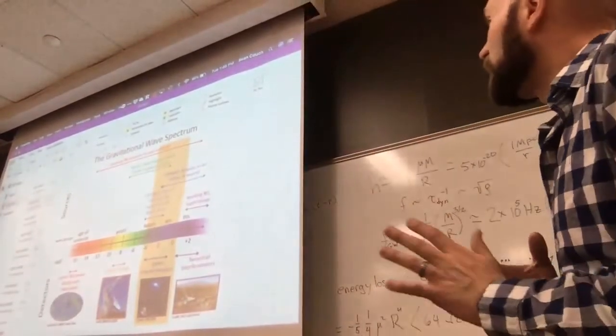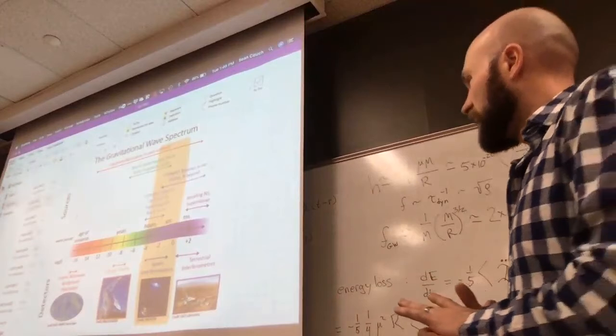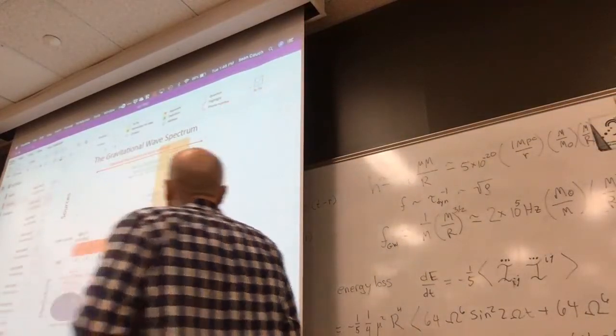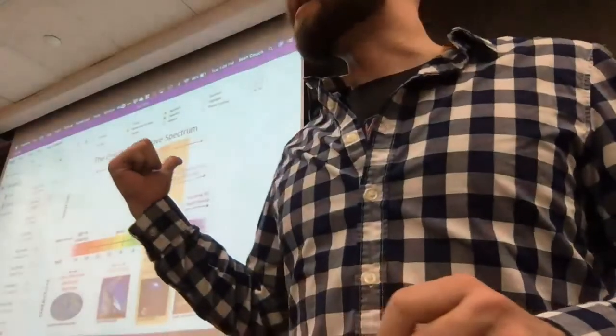Okay, so I thought that was a nice image and better than anything I could draw on the board about the entire gravitational wave spectrum. So that's all I want to show. Questions about that? I'll talk a little bit more about a few other details now on the board of some sources of gravitational waves.